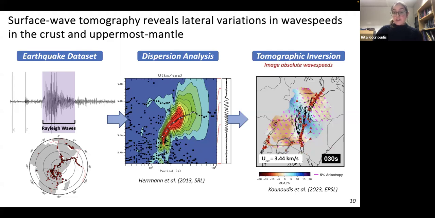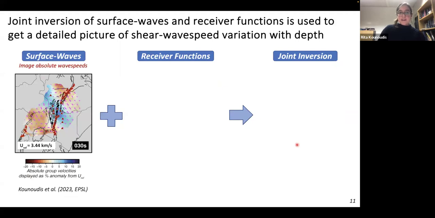So this is great. We've got a good idea of what the lateral variations of wave speed are, but we don't have much information on the vertical resolution and how wave speeds vary with depth. Surface waves aren't very good at providing that information.